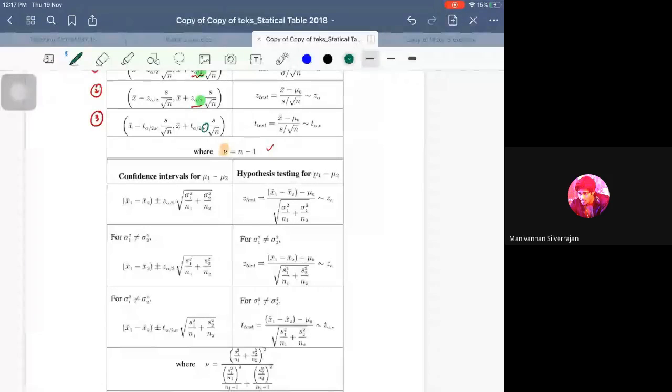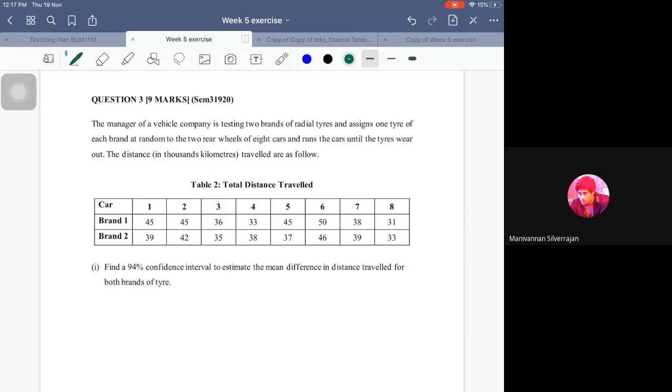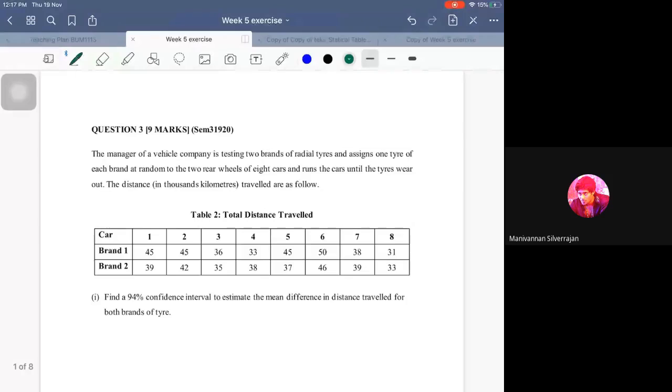But the good news is that once you understand how to use the formula and how to construct a confidence interval for one problem, you will be able to get the idea for the rest of them as well. So today we're going to start discussing the problems. I'm going to start with question number 3. Read the question first.